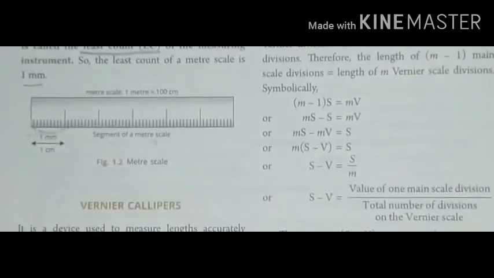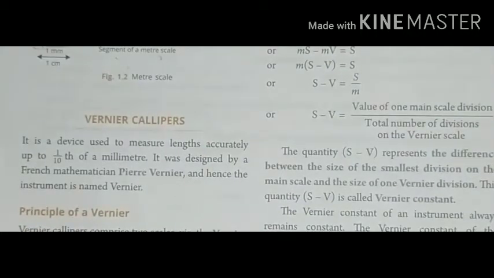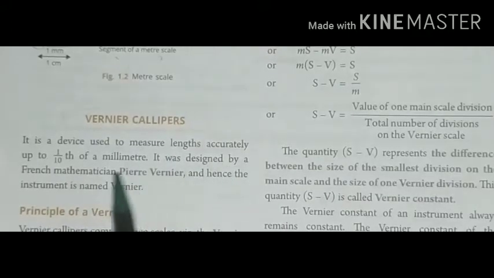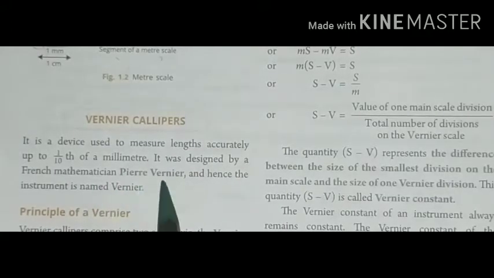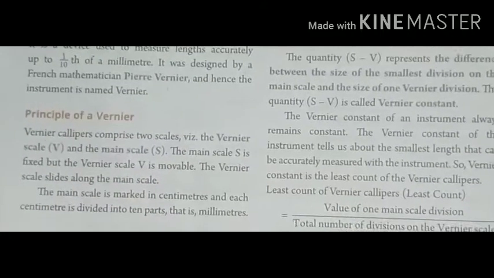Now the next topic is the vernier caliper. What is a vernier caliper? It is a device used to measure length accurately up to 1/10th of a millimeter, designed by the French mathematician Pierre Vernier, and hence the instrument is known as the vernier caliper. Now, the principle of a vernier.